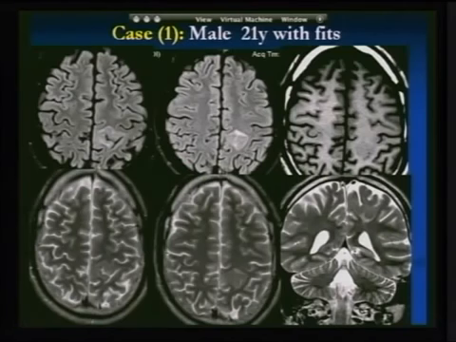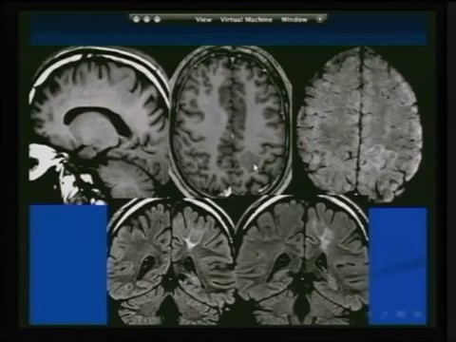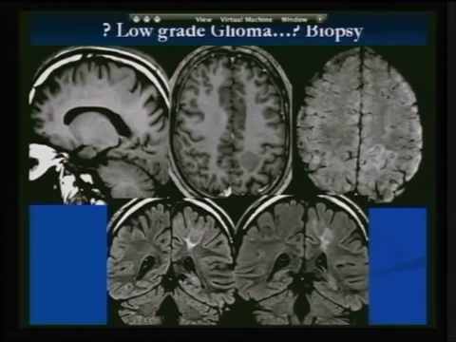A male, 21 years old, coming for fits. On the FLAIR, we have a precentral gyrus lesion, hyperintense on FLAIR, isointense on T2, slightly hypointense on T1, no contrast enhancement, thin tail in the FLAIR, no blooming. So what do you suggest? Is it a low-grade tumor? Do we have to proceed to biopsy in a precentral gyrus lesion? I think it's better that we go to spectroscopy.